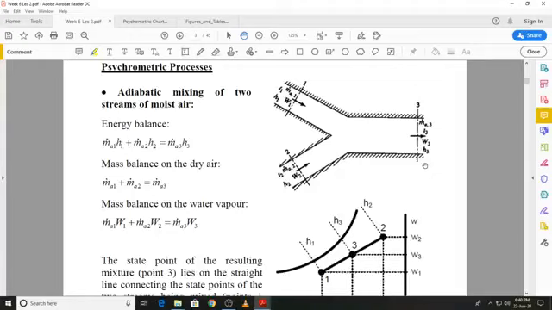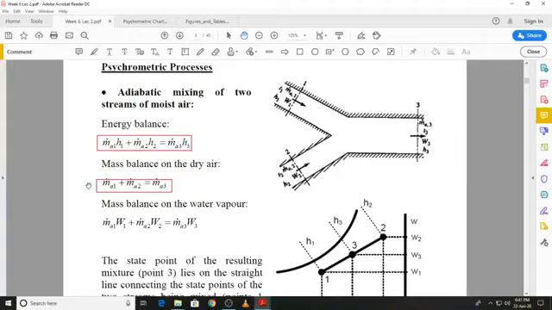We can easily perform energy and mass balances for this particular process. Starting with the energy balance, the energy content of stream 1 plus the energy content of stream 2 will give us the energy content of stream 3, that is m dot a1 h1 plus m dot a2 h2 is equal to m dot a3 h3. M dot a, remember, is the mass flow rate of the dry air. The mass balance on the dry air is quite straightforward. You simply add the two mass flow rates and you will get the resultant mass flow rate at state 3.